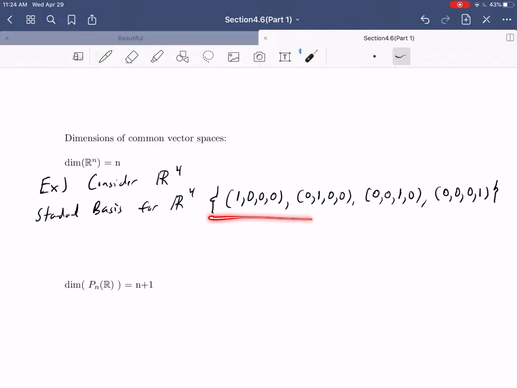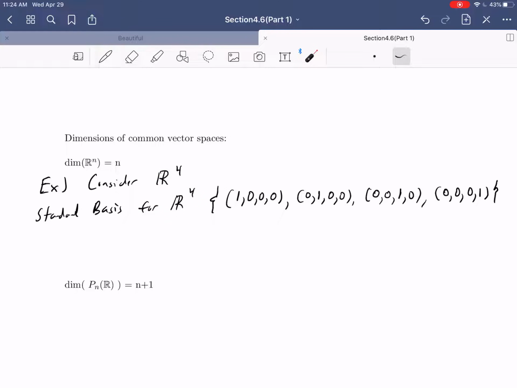Am I going to prove it's a basis for you? Not really. I hope you can clearly see it's linearly independent, and I hope you can also see that anything in R4, say (a, b, c, d), can be built out of this by simply taking a times this, b times this, c times this, d times this, and adding them up. So this is a linearly independent spanning set, and it would span all of R4.